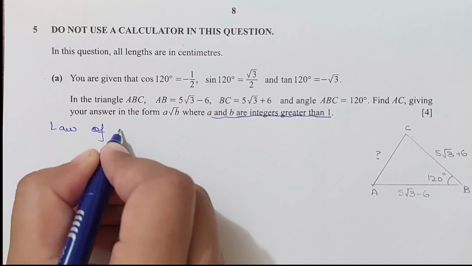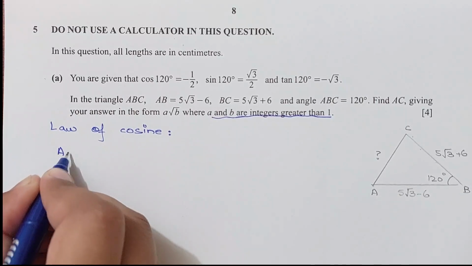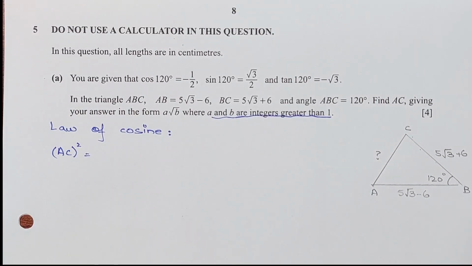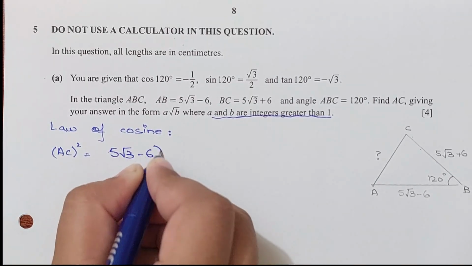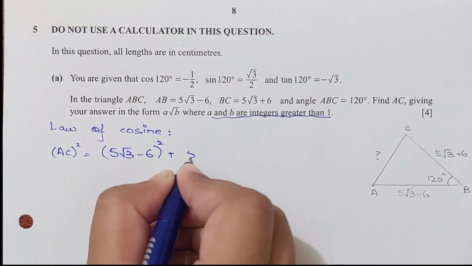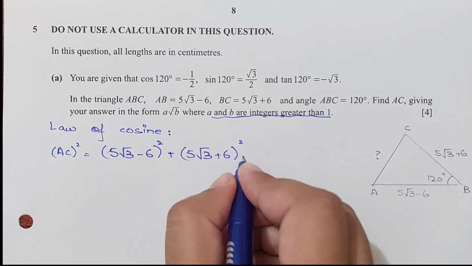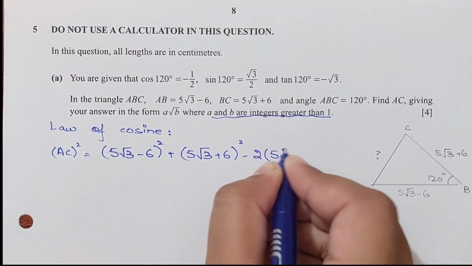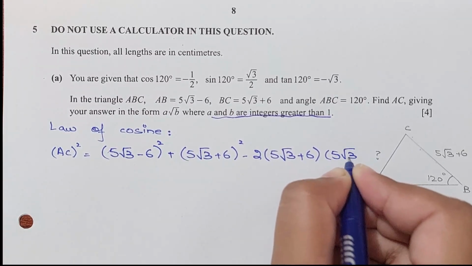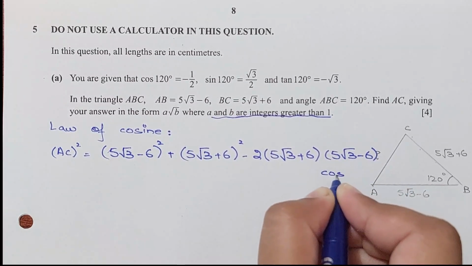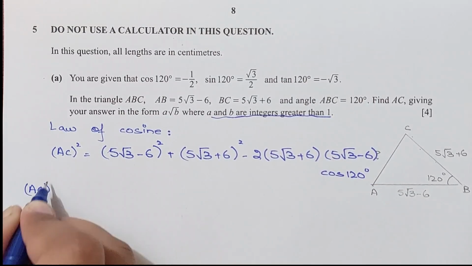Law of cosines says AC square equals (5 square root of 3 minus 6) squared for AB, plus (5 square root of 3 plus 6) squared for BC, minus 2 times (5 square root of 3 plus 6) into (5 square root of 3 minus 6) into cos of 120 degrees. A calculator is not allowed, so let me simplify AC square.